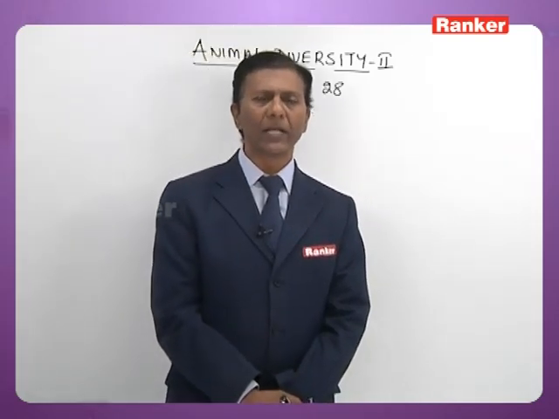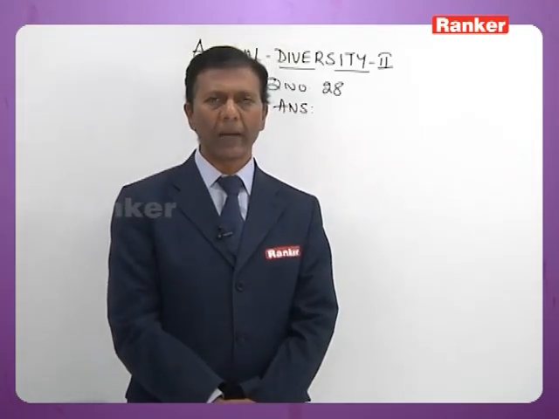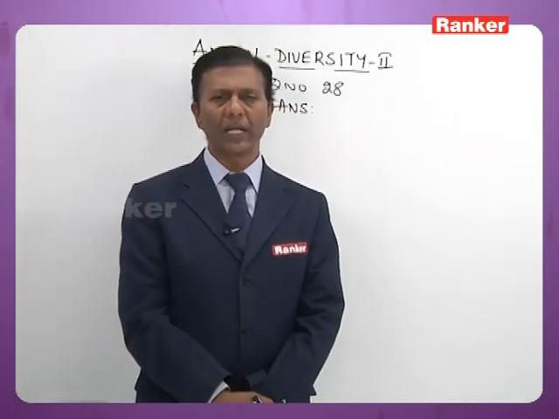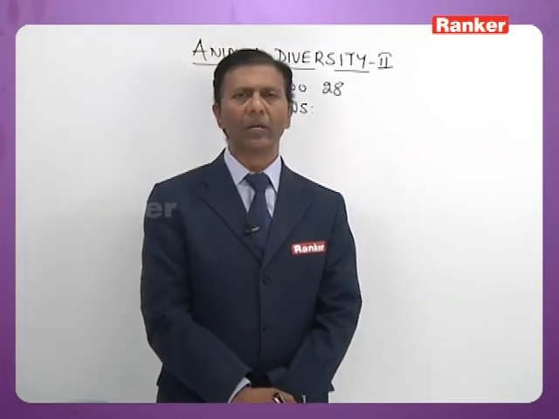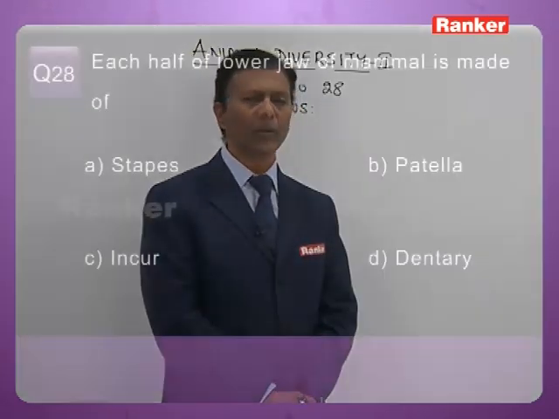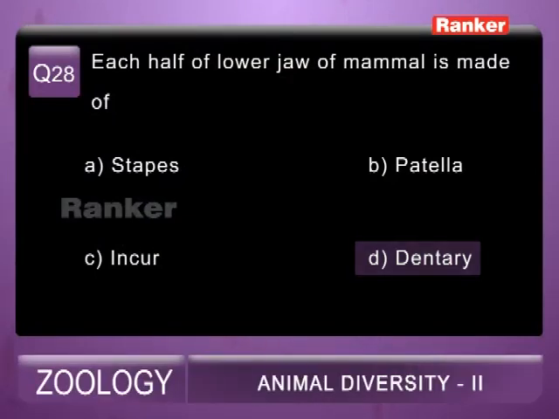Whereas in other vertebrates, there are many bones in the lower jaw. Like reptiles, 6 bones are there in the lower jaw. In amphibians, nearly 4 bones are there in the lower jaw. Only in mammals, each half of the lower jaw contains a single bone called dentary. So 28th question correct answer is D, dentary.